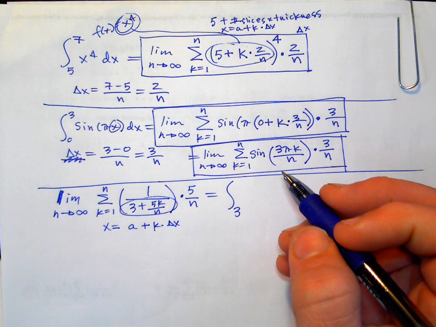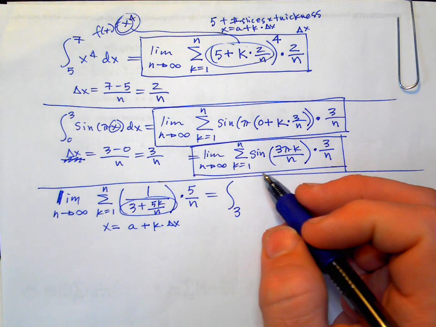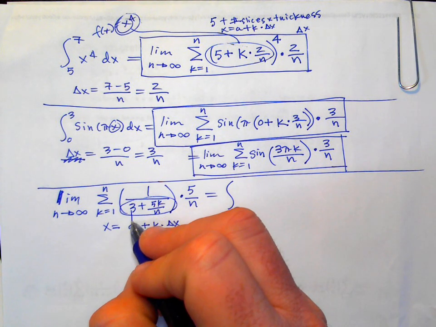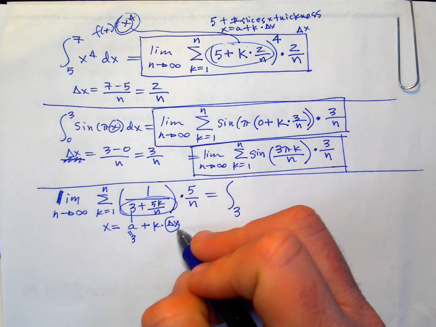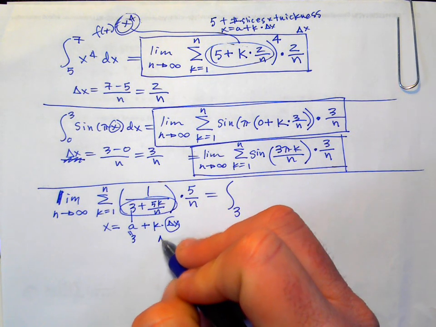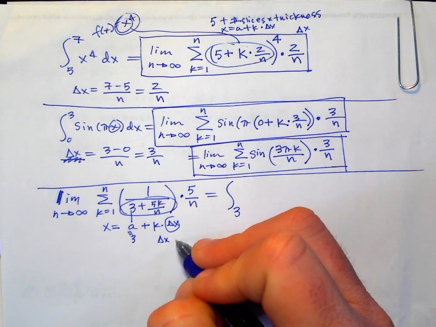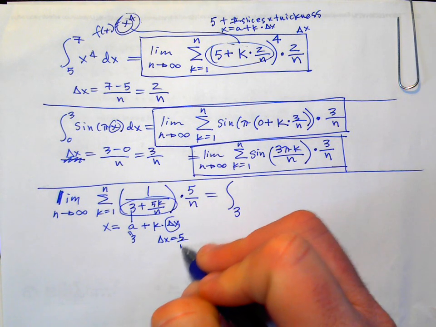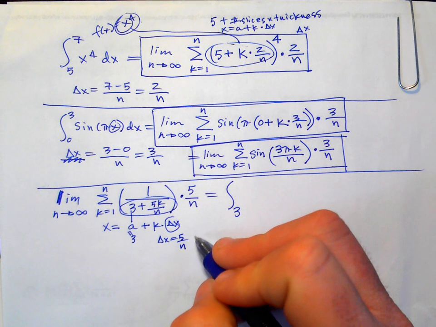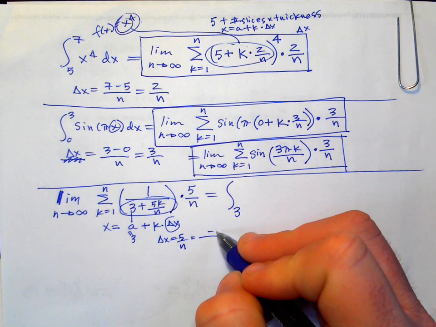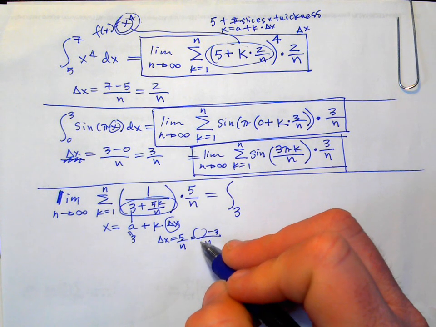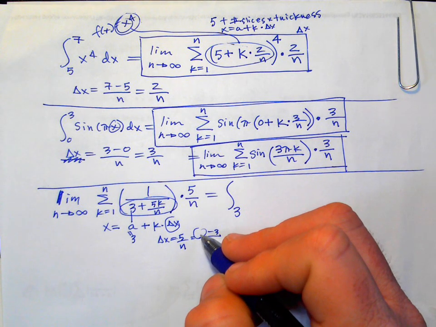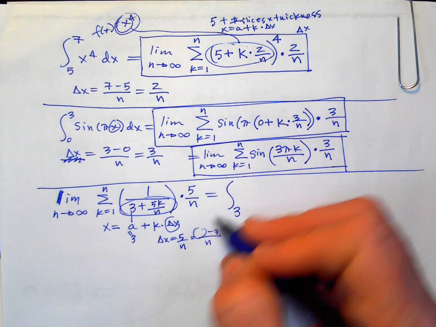And then the delta x, so that's that. The delta x says delta x is the stuff without the k, equals 5 over n. And since delta x equals the top limit minus the bottom limit, which we said is 3, divided by n, then we can figure out what the top limit is. The top limit should be whatever you subtract 3 from to get 5. It's 8.